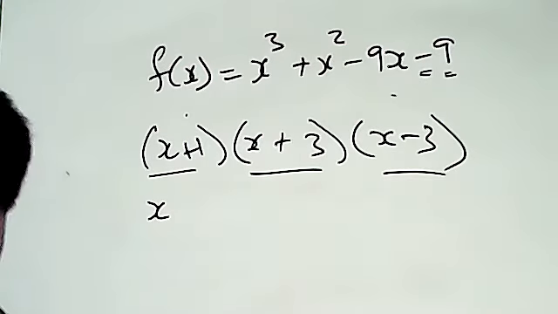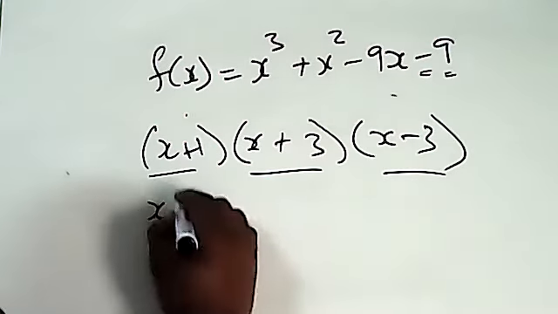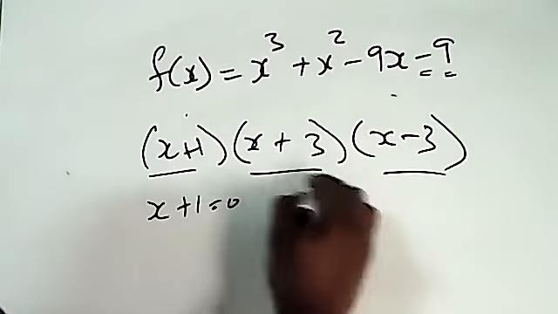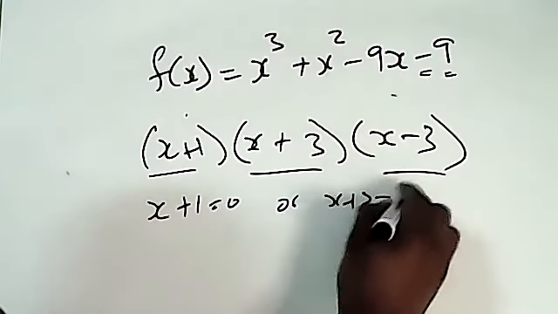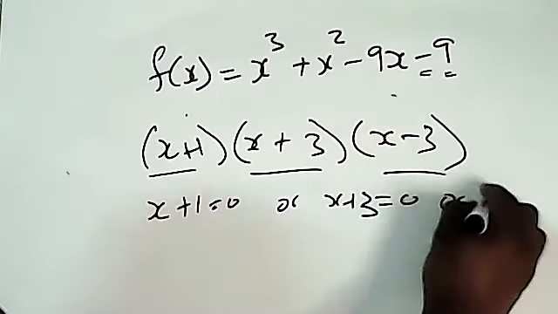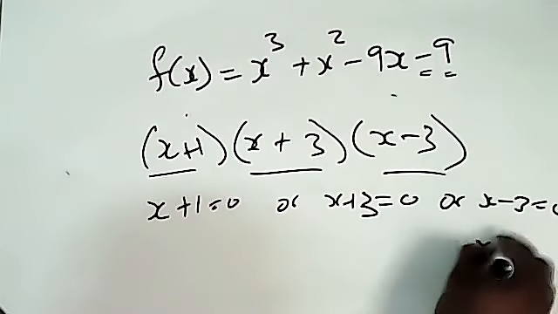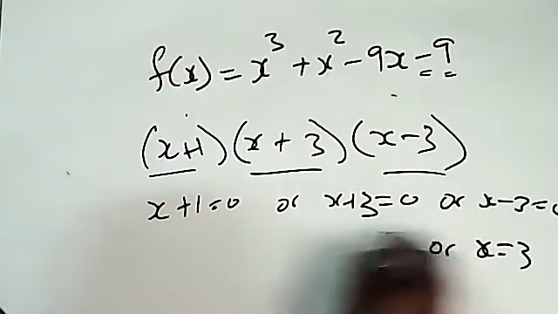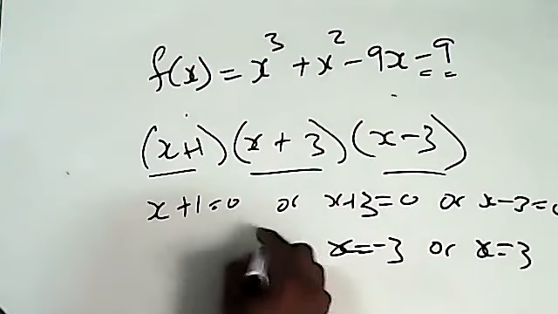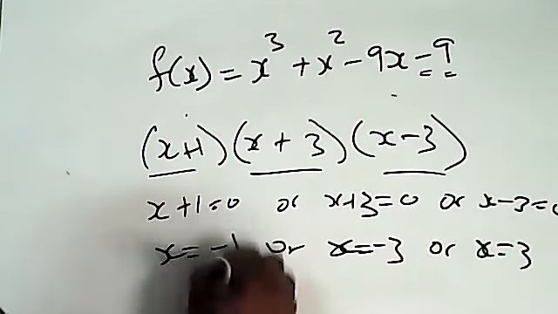If you want the x-intercept, you must let y be 0. So it will be x plus 1 is equal to 0, or x plus 3 is equal to 0, or x minus 3 is equal to 0. So this one will be 3, this one will be negative 3, this one will be negative 1.